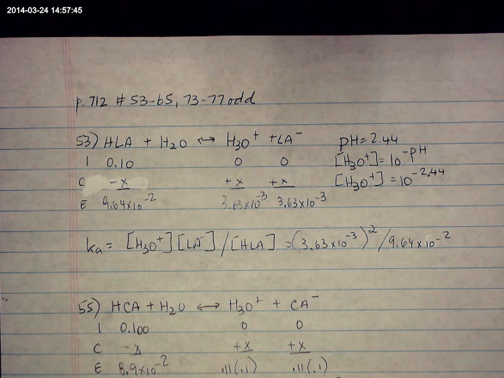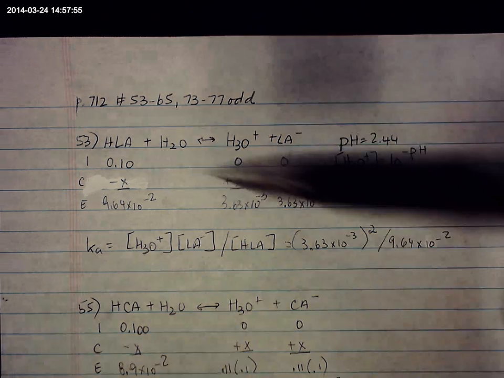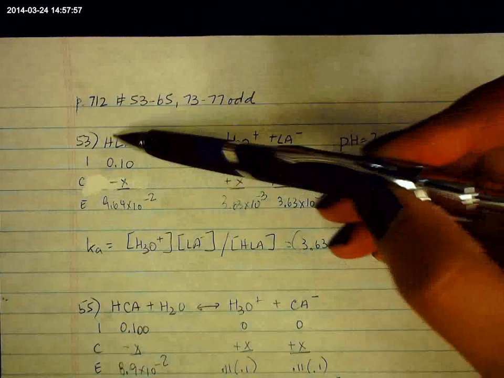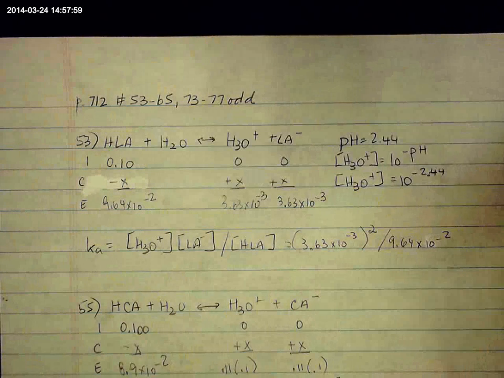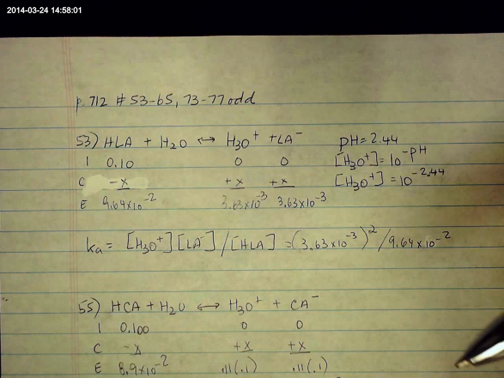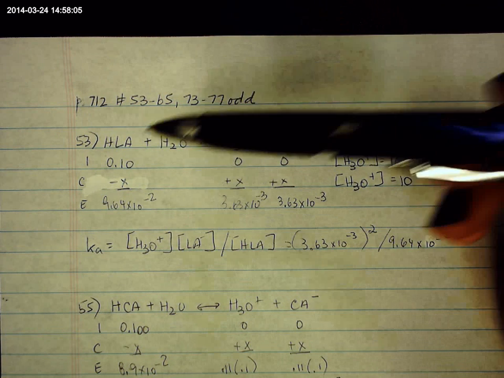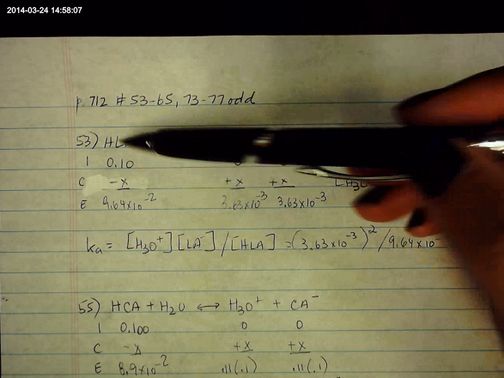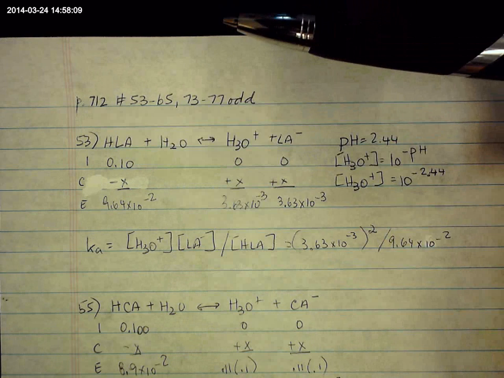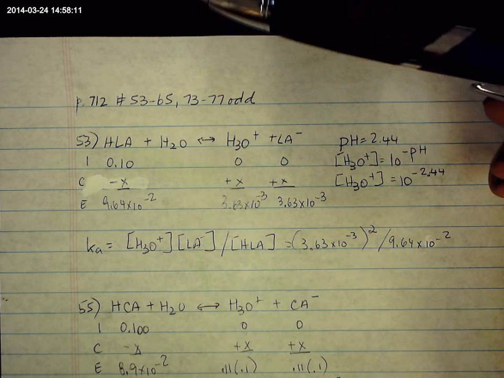Question 53 reads, lactic acid has one acidic hydrogen. A 0.1 molar solution of lactic acid has a pH of 2.44. Calculate the Ka. So let's start with the reaction the way I've written it. You'll notice here that I wrote HLA. That's because I'm too lazy to write the whole formula for lactic acid. So to save myself some time, I write La for lactic acid and an H in front, because that's the hydrogen that I'm going to show being donated to the water.